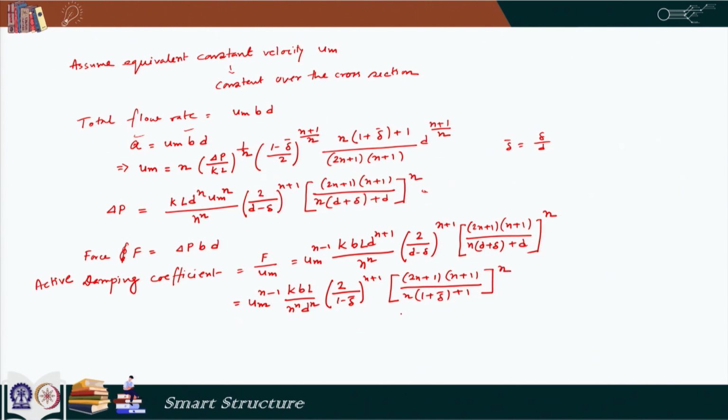So, this is our active damping coefficient. Now, here we can see that the active damping coefficient, as we expected, is a function of u m, which was not the case previously when we were using the Bingham plastic model, because in that case n was equal to 1, and if I put n equal to 1, then this quantity just becomes 1. So, the damping coefficient becomes independent of u m, the equivalent flow velocity.